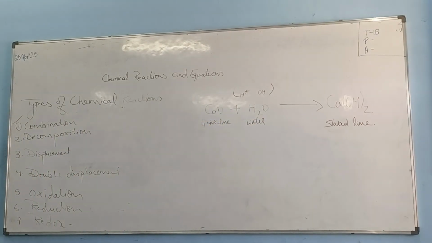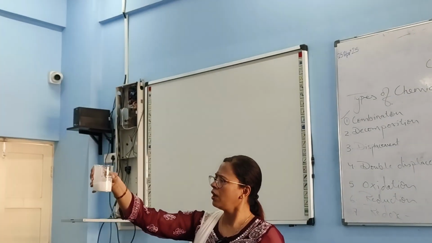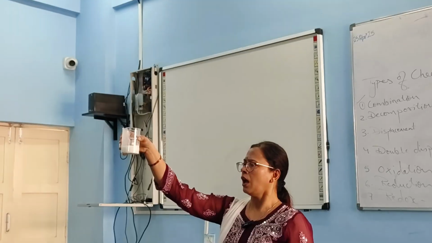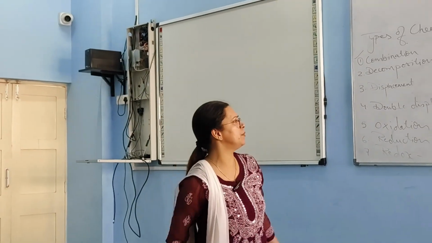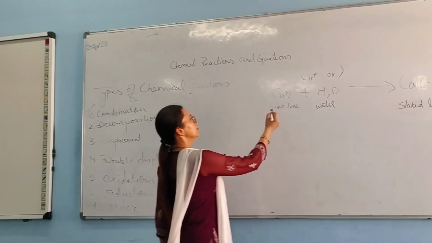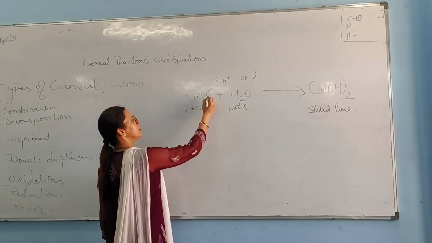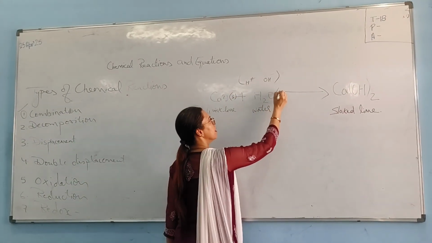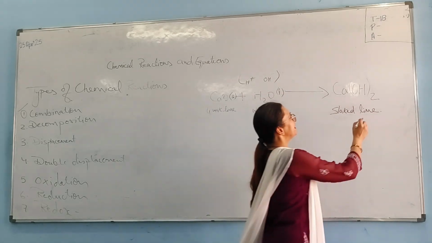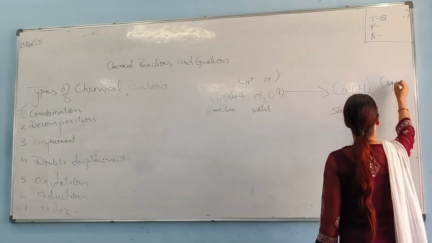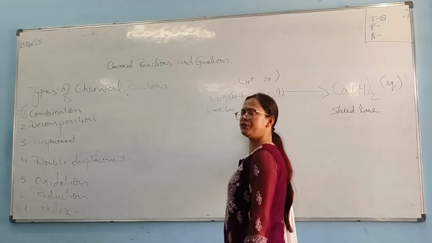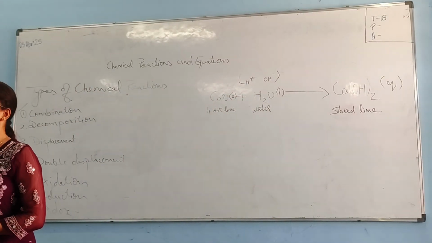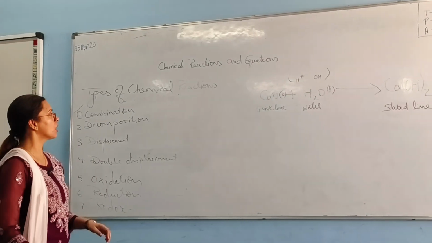Is this not a solution, children? It is an aqueous solution and it is called slaked lime. So when we mark the state here, this is solid, this is liquid and this is aqueous. And with the help of this reaction, we can define combination reaction.